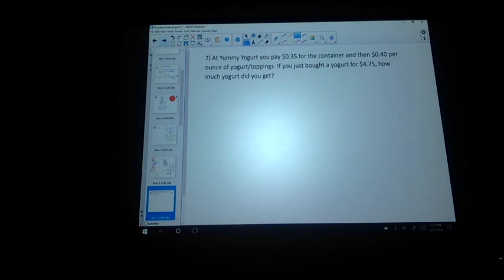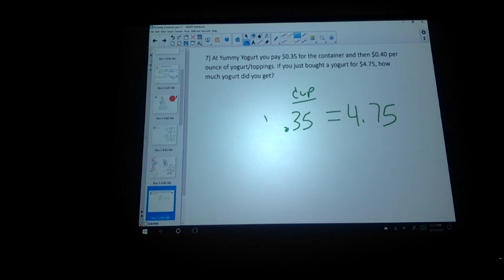We have a place called Yummy Yogurt. I have no idea if it's a real place or not. It's probably just something fictitious. But it says you paid 35 cents for the container and then 40 cents per ounce for yogurt and toppings. You bought $4.75 worth of this yogurt. You went up there. So part of that price was the 35 cents, which was the cup, right? Make sense?